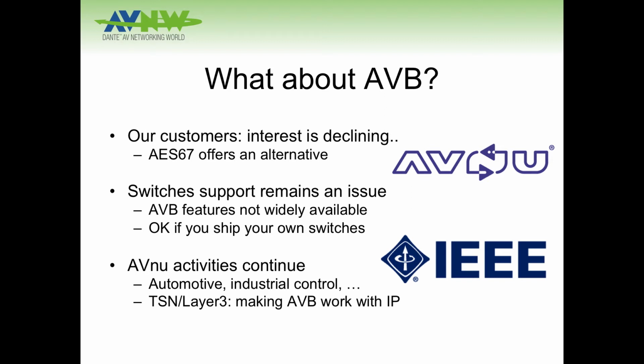One overall reason is it's taken a very long time for AVB to finally get out there. And that, I think, largely is due to issues around requiring special or new functionality in Ethernet switches. So right now, AVB features are not widely available in Ethernet switches. And that's okay if you ship your own switches as part of your system, but if you have to deploy into a network that has existing Ethernet switches, or you want to buy off-the-shelf stuff from Cisco, then this is a problem from a deployment point of view.